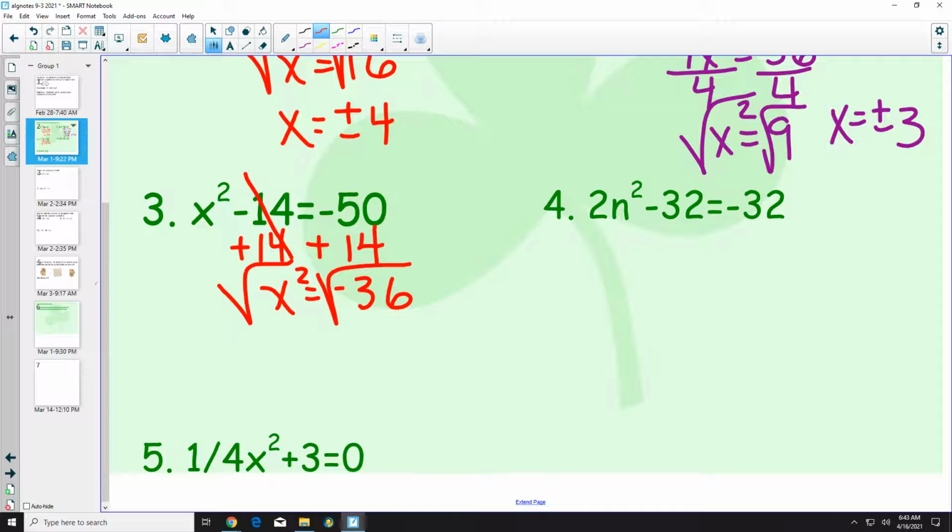No, because a positive times a positive would give me a positive, and a negative times a negative would give me a positive. So this is no real solutions. There are no real solutions.